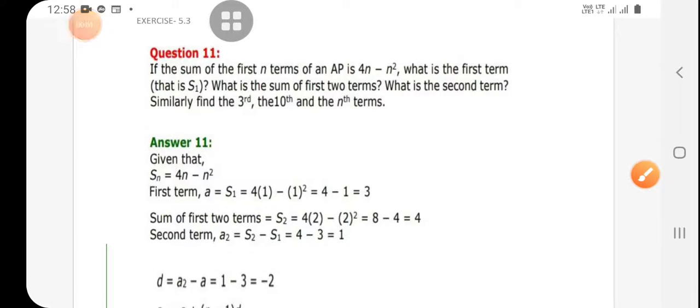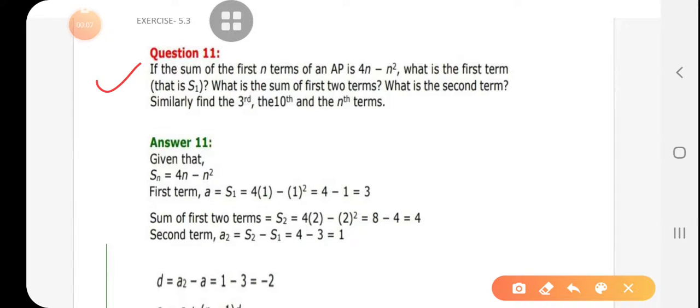Here I am going to solve question number 11 from exercise 5.3 for class 10. The question is as follows: if the sum of the first n terms of an AP is 4n minus n square, what is the first term, that is S1? What is the sum of the first two terms? What is the second term? Similarly, find the third, tenth, and nth term.